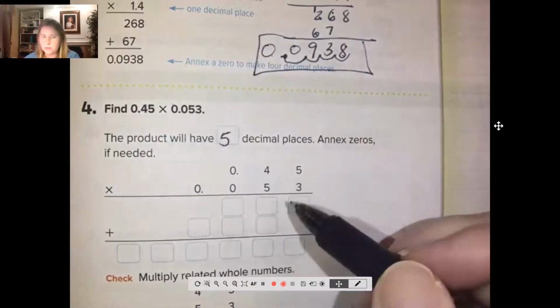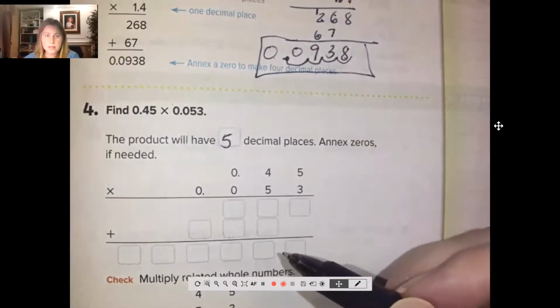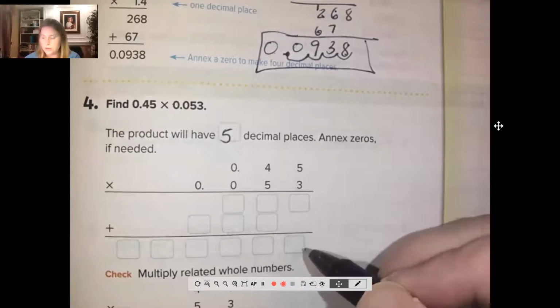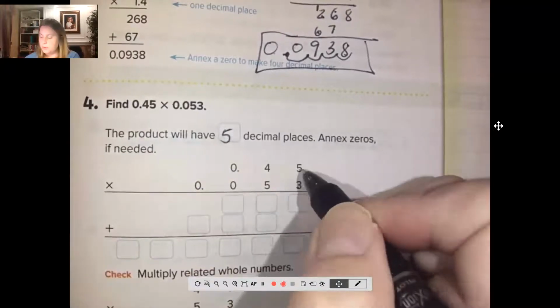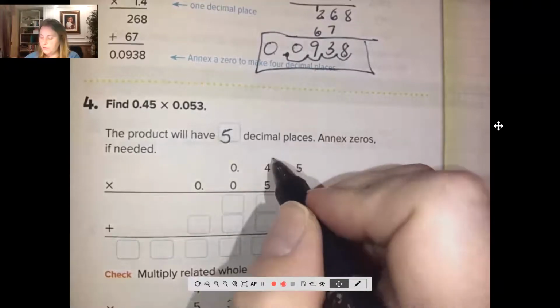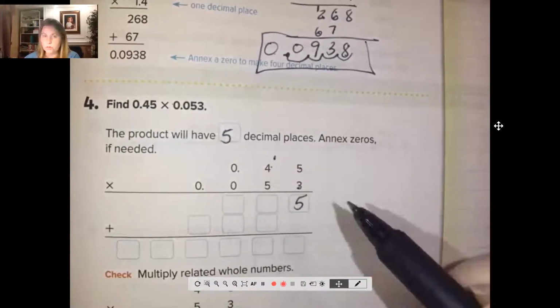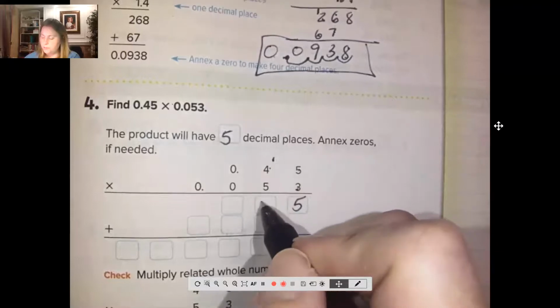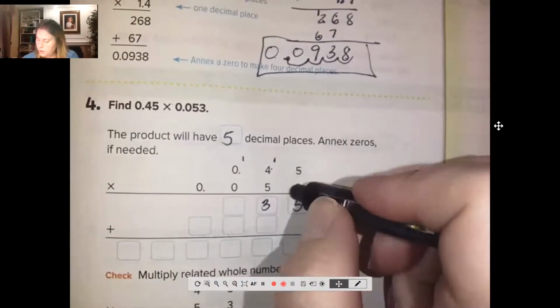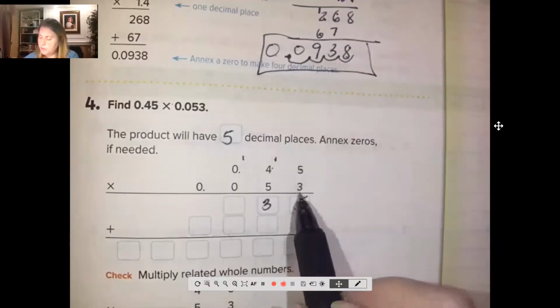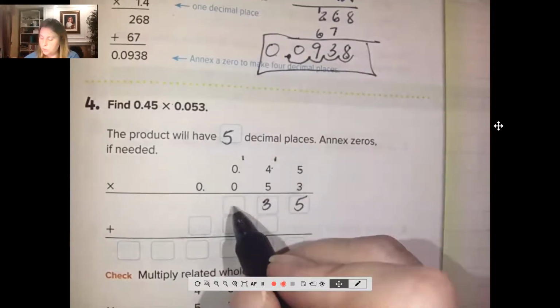They have nicely given us all the scaffolding boxes to help us to line things up. You can use that if you want, or if that's too big for you, here's a smaller space here. 3 times 5 is 15. Write the 5, carry the 1. 3 times 4 is 12, plus the 1 we carried is 13. Write the 3, carry the 1. And 3 times 0 is 0, plus the 1 we carried is 1.